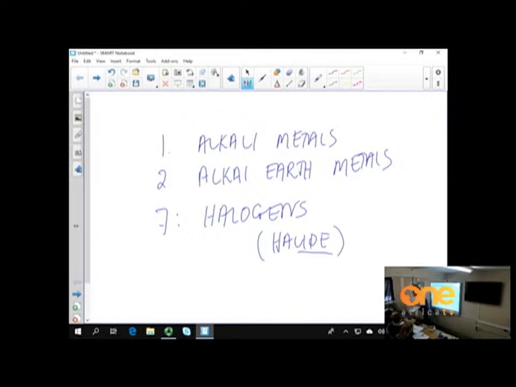Then the group of non-metals on the right of the periodic table, remember, there is a step going down through the periodic table. Below the step we have metals, above the step we have non-metals. In actual fact, the non-metals are only a few elements. Most of the elements are metals.